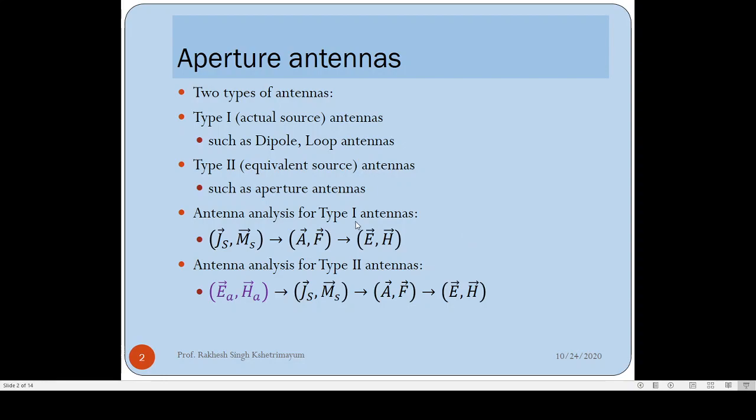In the antenna analysis for type 1 antennas, what we did was we first found the potentials from the current densities. We find the magnetic vector potential from the electric current density, and we find the electric vector potential from the magnetic current density, and then find the electric and magnetic fields. That was the procedure. Now for type 2 antennas we need one more extra step. First, we need to know the fields in the aperture. Once you have that, you can find the equivalent sources, magnetic current density and electric current density, then find the magnetic vector potential and electric vector potential, and find the fields. So we have one extra step here. We need to know the aperture fields first.